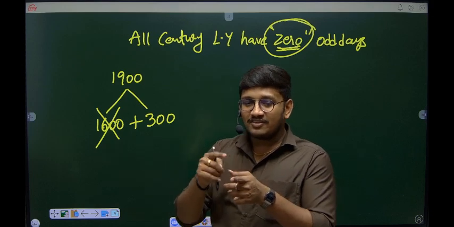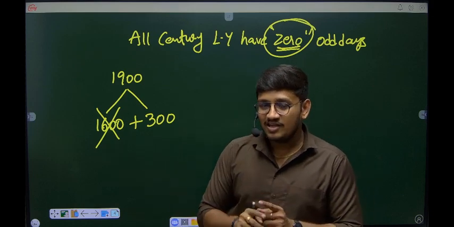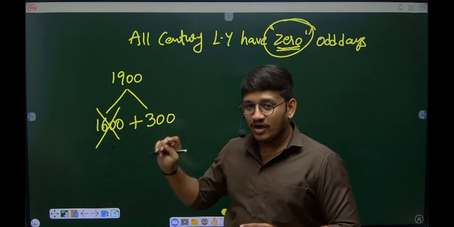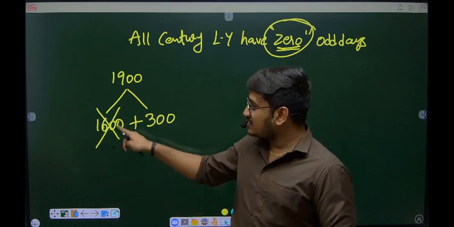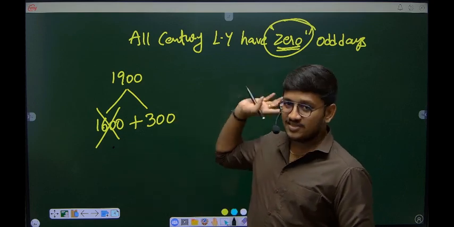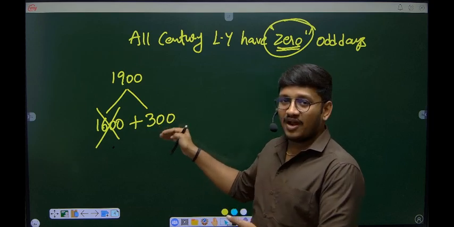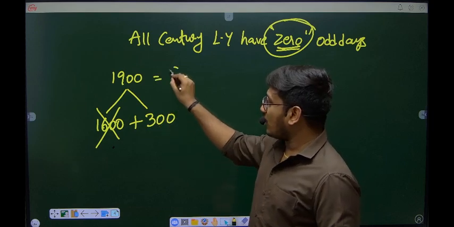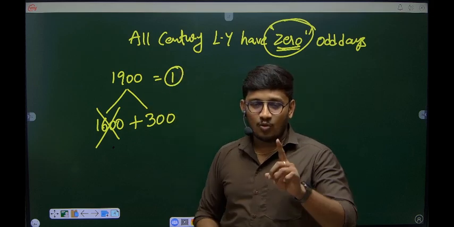How can you say whether the given year is a century leap year or not? Because if it is divisible by 400, it is a century leap year. I would say that 1600 is a century leap year, which contains 0 odd days. Now how much is left? 300. We all know that 300 means 1. So 1900 has 1 odd day.